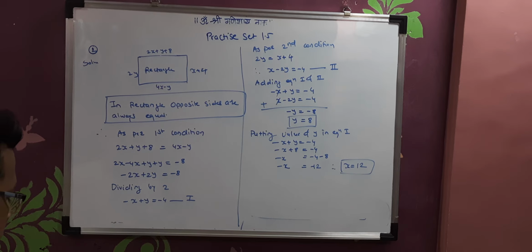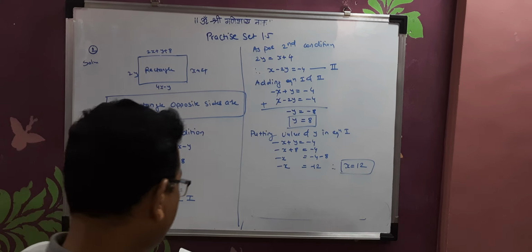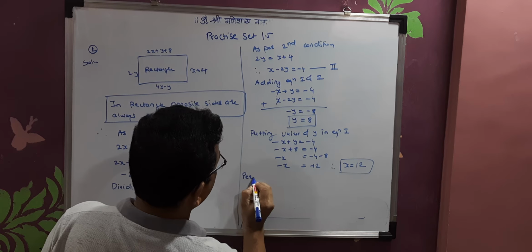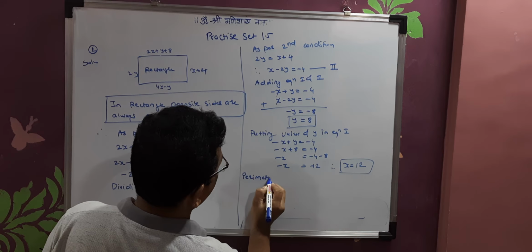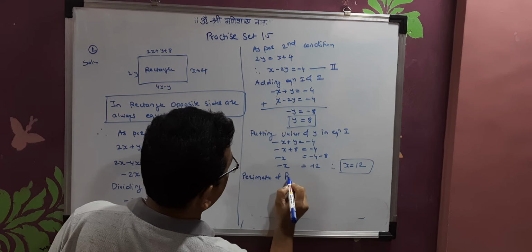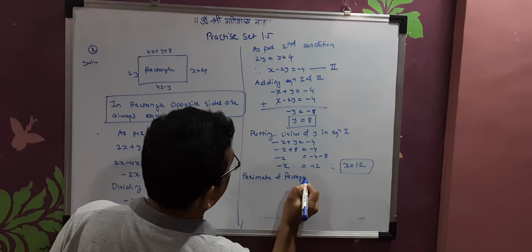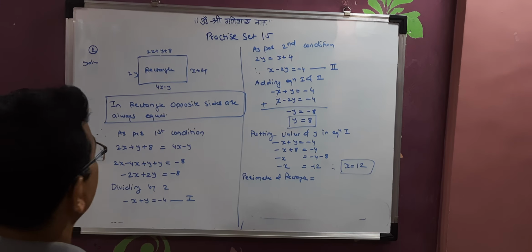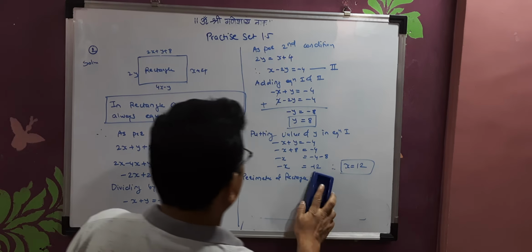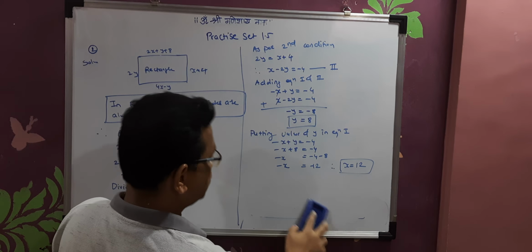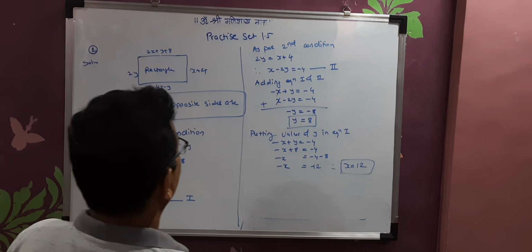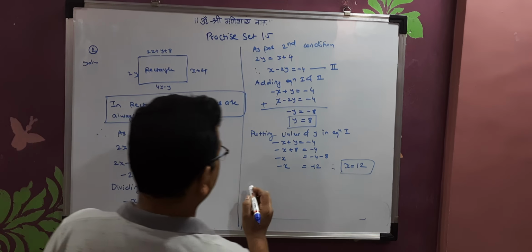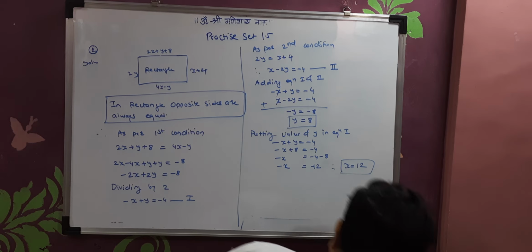Now what you have written? We have to calculate the perimeter and area. So perimeter of the rectangle is equal to, no, first of all you have to calculate the length and breadth of this rectangle. You have to calculate the length and breadth of the rectangle.